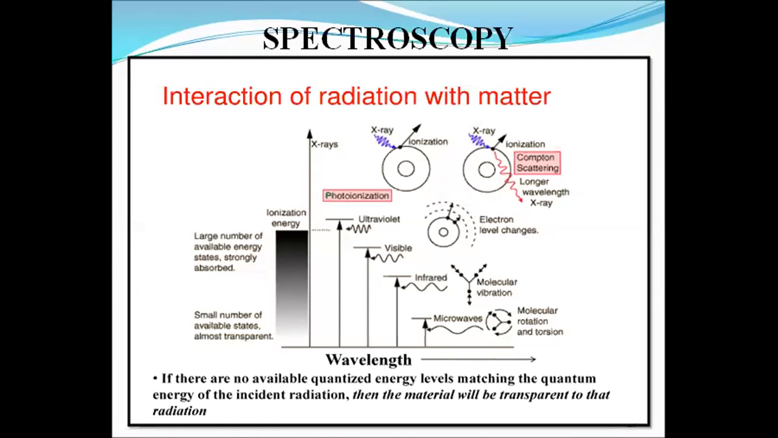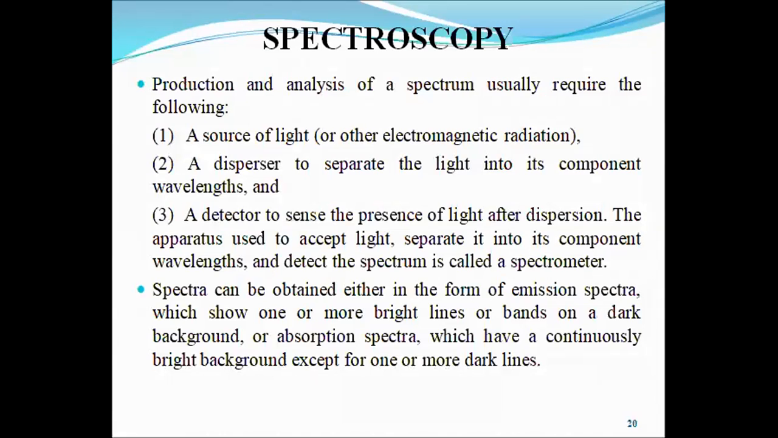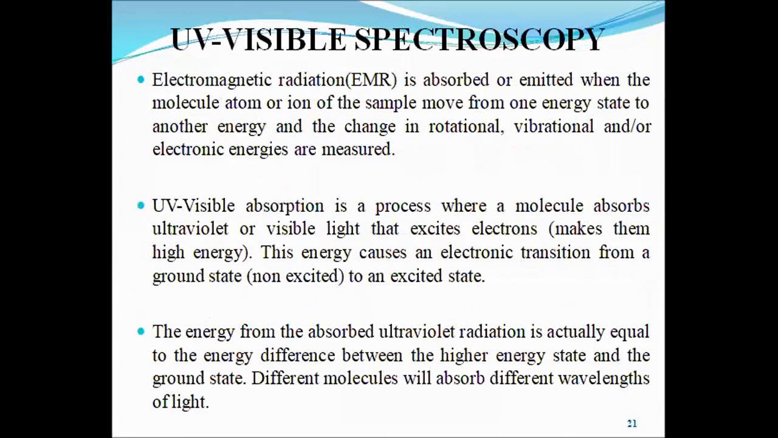When a molecule absorbs UV visible light, it excites the electron from the ground state, or the low energy state, to the excited state, or the high energy state. The energy absorbed in the UV visible region is equal to the energy difference between the two levels, that is, between the higher energy state called the excited state and the ground state called the low energy state. UV visible spectroscopy has an important role in many fields like analytical chemistry, in qualitative and quantitative determination of compounds.